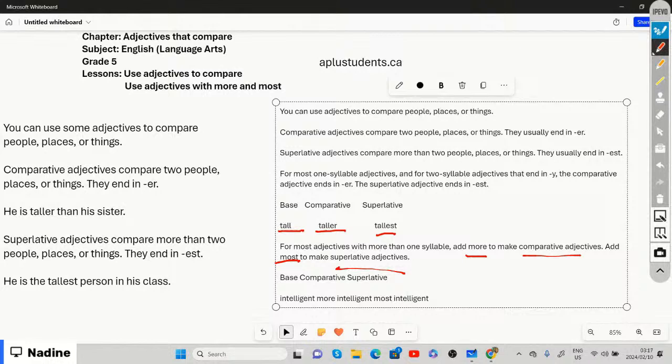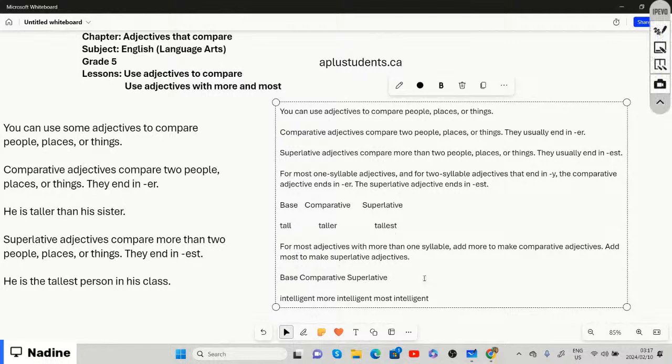So now we have our base word. Let me try to separate it. And then we have a comparative word, and then we have a superlative word. And our base word, right? This is where there's more than one syllable, right? For example, intelligent. Literally four syllables, right? So that is our base word.